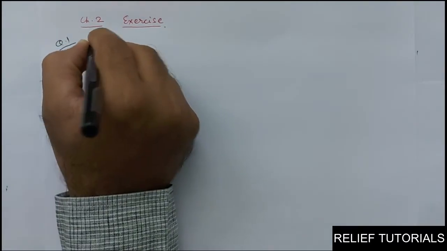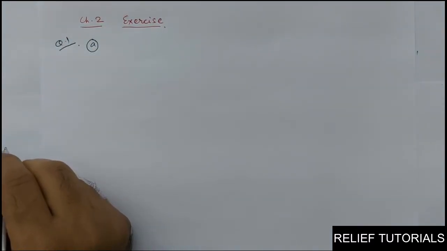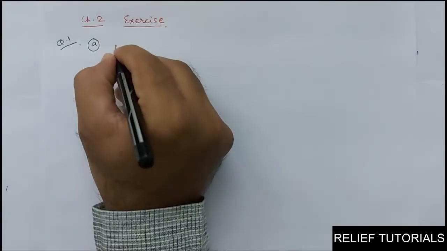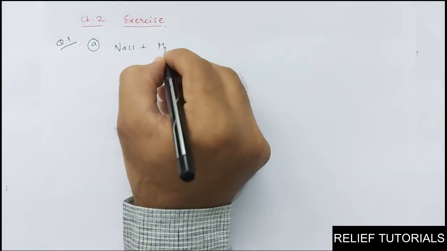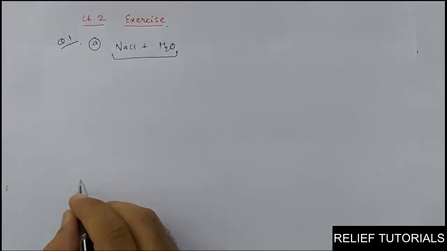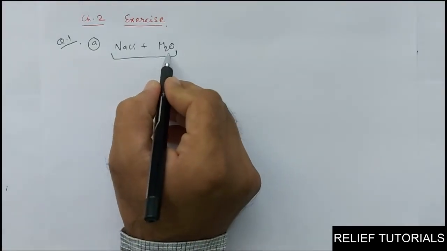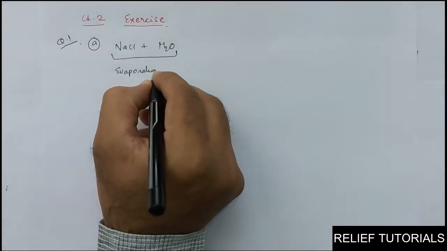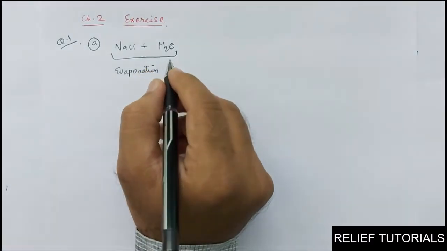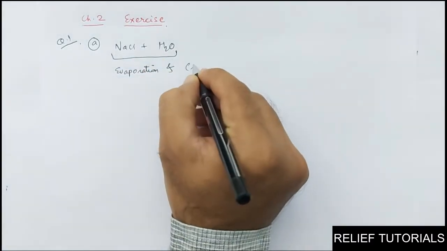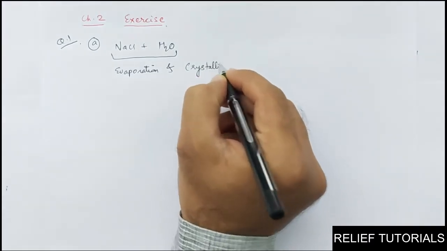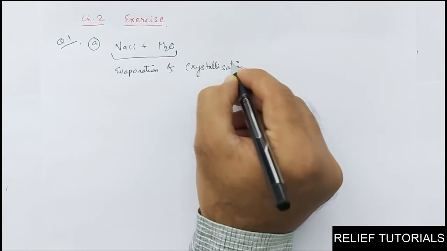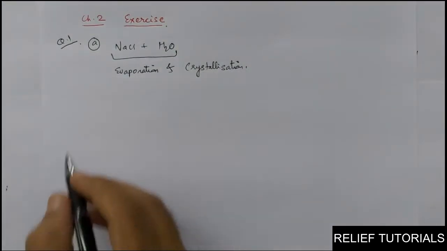Question number 1. A is the mixture of sodium chloride from its solution of water, meaning NaCl dissolved in water. The mixture of these two is given to you. How will you separate it? I think it's very easy to understand that water is a volatile substance, so the evaporation method can be used, and for further purification of NaCl we can use the crystallization process. So the answer is evaporation and crystallization.